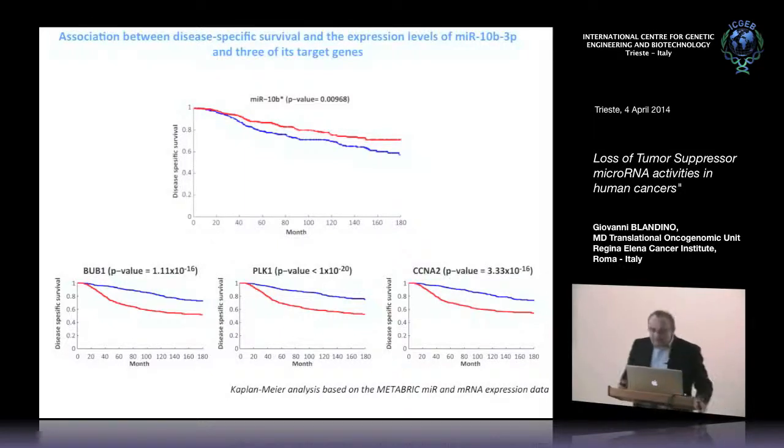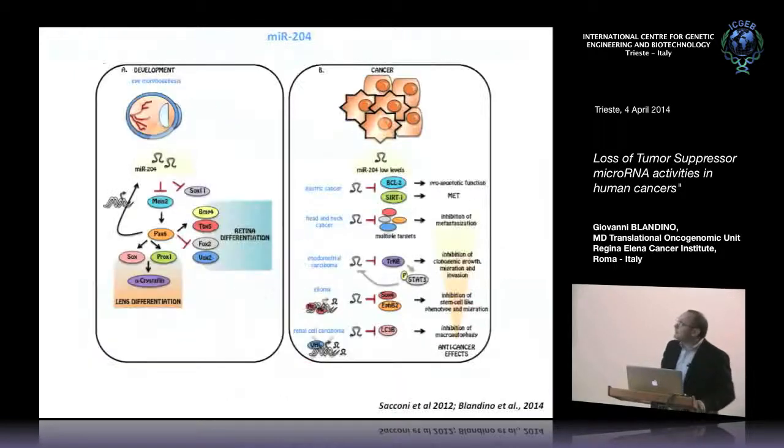This was unexpected, but made us particularly happy that we could validate in such a big database that this microRNA and its downregulation has a prognostic value. Another microRNA that we have focused on is this interesting MIR204, a microRNA that plays a pivotal role in development and a growing role in cancer.